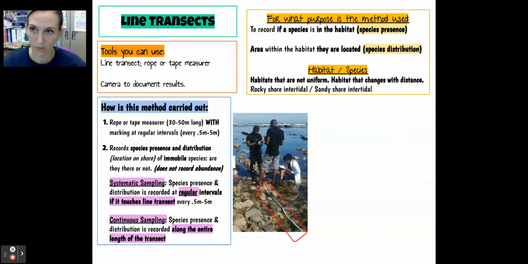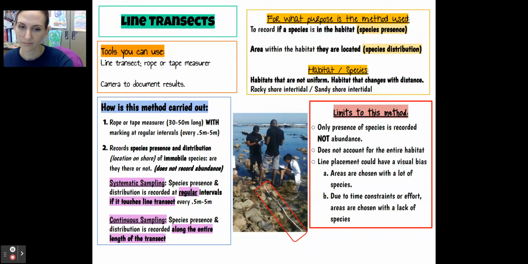That is the statement you want to say. It's in regular intervals. So every half meter, every 5 meters, every 1 meter, it's up to you. If it's continuous, you're just continually looking for species touching the line along the entire line. Limits to this method: only species presence is recorded, not their abundance. Just, do you exist? I don't care how many are in your party, just are you here? That's it. It doesn't account for the entire habitat because it's wherever the line is.